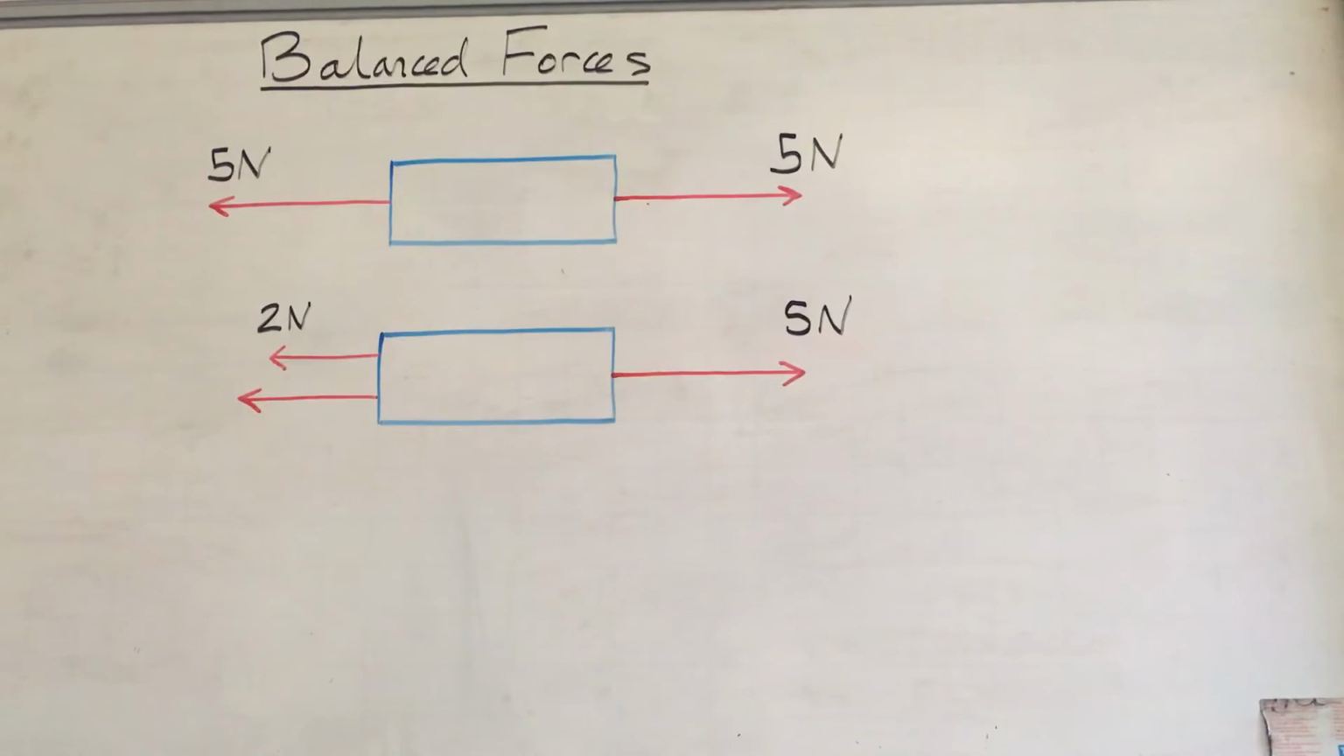Now the first example is straightforward. 5 newtons to the right, 5 newtons to the left, balanced. However, there's sometimes more than two forces acting on an object. This time I've represented them by the 3 arrows, 5 newtons to the right, but this time to the left there are two forces acting, and I've told you that one of them is 2 newtons. What must the value of the missing force be so that this situation is still classed as a balanced force?